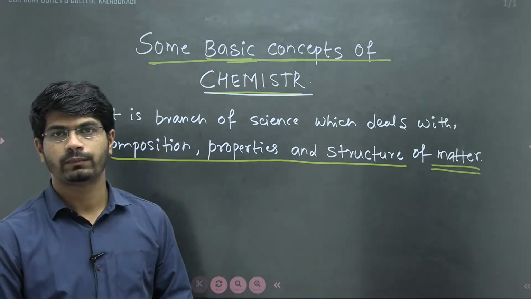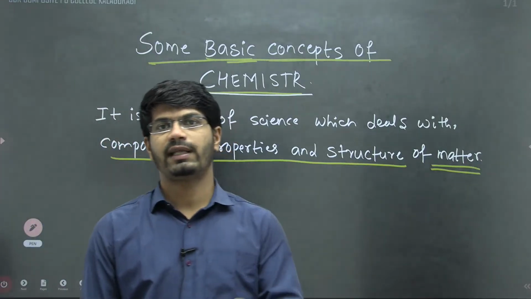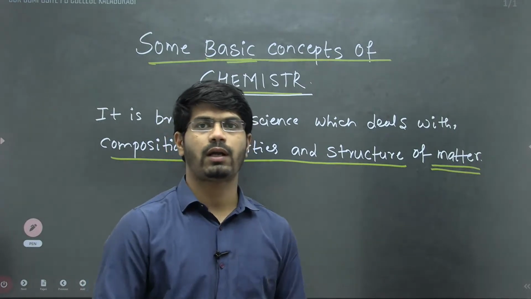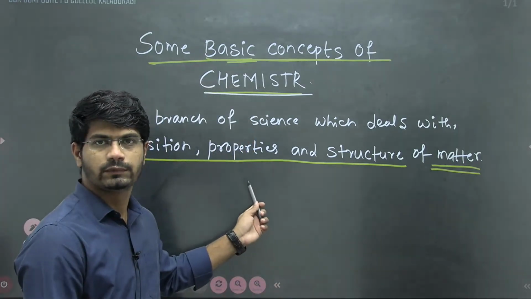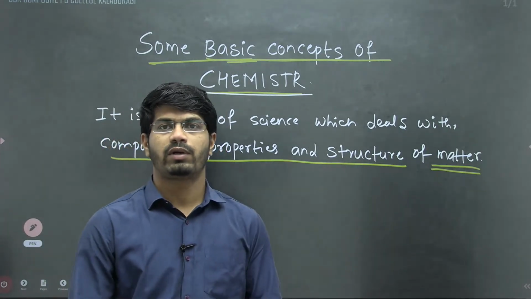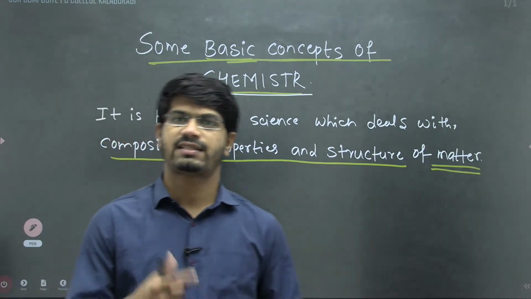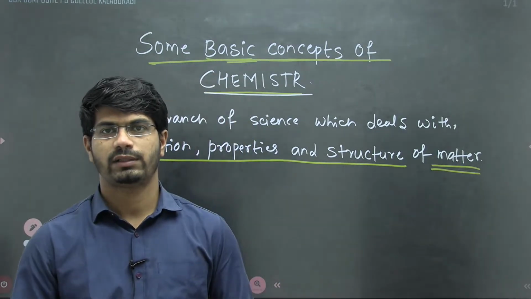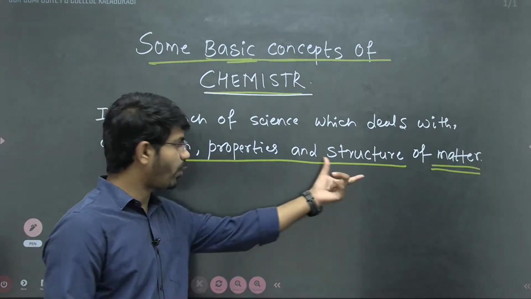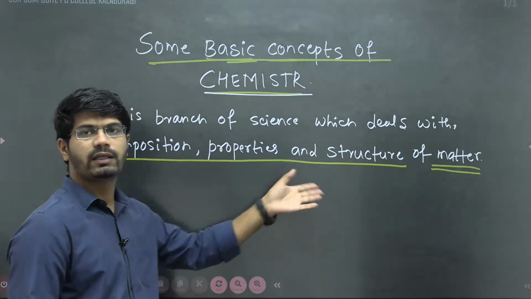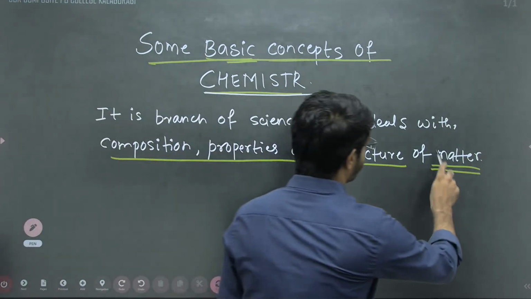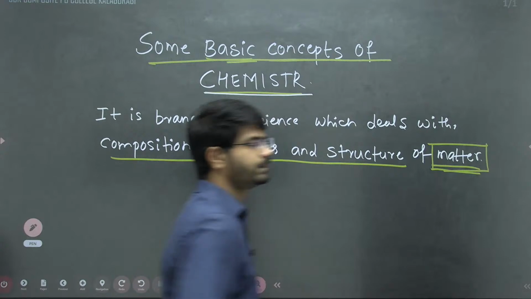Properties: how they behave, what is their nature, whether it is solid, liquid, gas, how it behaves with different elements, different compounds, that is their properties. Getting? And their structure: how they are made up, what is actually their structure, whether they are aliphatic, cyclic, aromatic, many compounds are there. Chemistry depends completely on all these things, and these are all of matter.